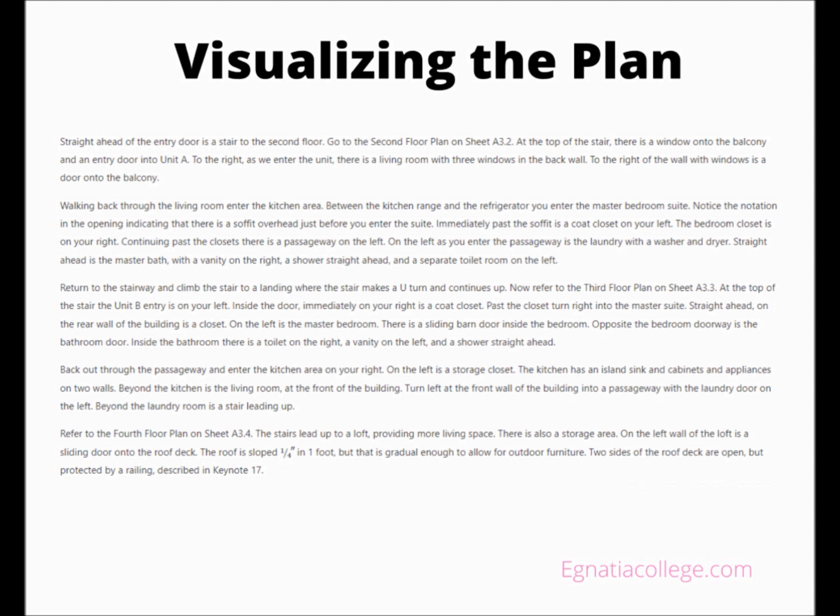At the top of the stair, the Unit B entry is on your left. Inside the door, immediately on your right, is a coat closet. Past the closet, turn right into the master suite.